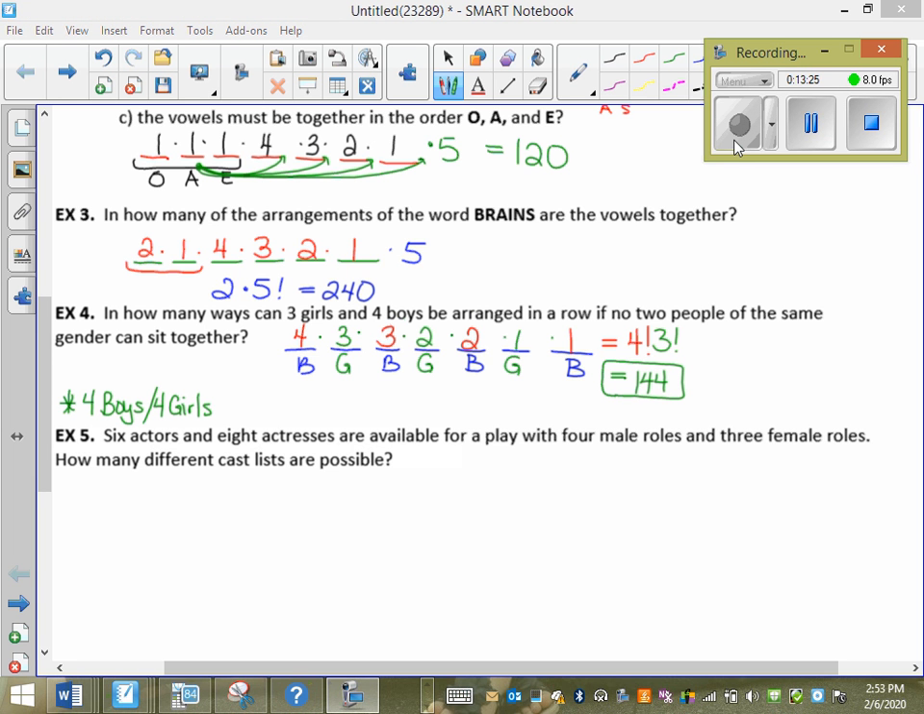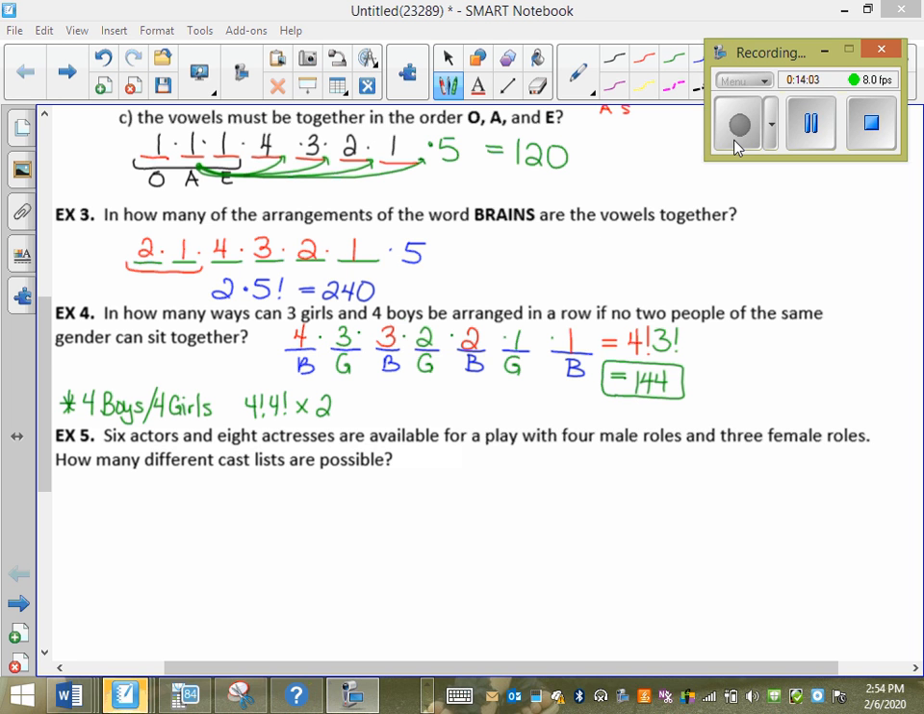How many started with girls? How many started with boys? How many remembered that you have to be able to start with boys and girls, which would make totally different looking pictures? You would have to have 2 cases: a case where you start with boys and a case where you start with girls. Because if you looked at a picture that started with boys and then a picture that started with girls, it would look totally different, wouldn't it? So we have to go 4 factorial times 4 factorial times 2, technically.